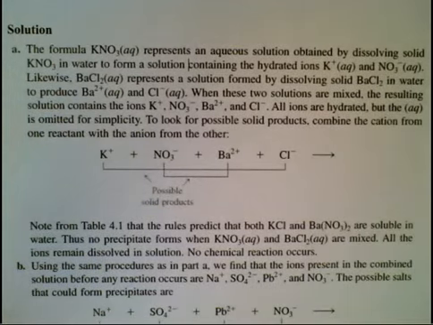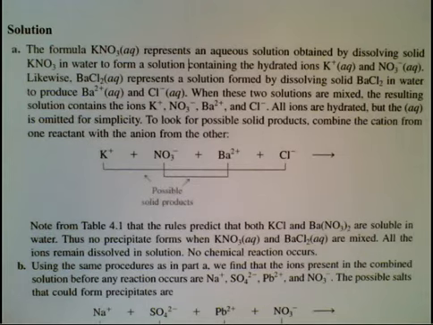The formula potassium nitrate, KNO3 aqueous, represents an aqueous solution obtained by dissolving solid KNO3 in water to form a solution containing the hydrated ions. Hydrated means surrounded by water. It's been completely dissolved: K+ and NO3-. Likewise, BaCl2, barium chloride, represents a solution formed by dissolving solid barium chloride in water to produce Ba2+ ions and Cl- ions.